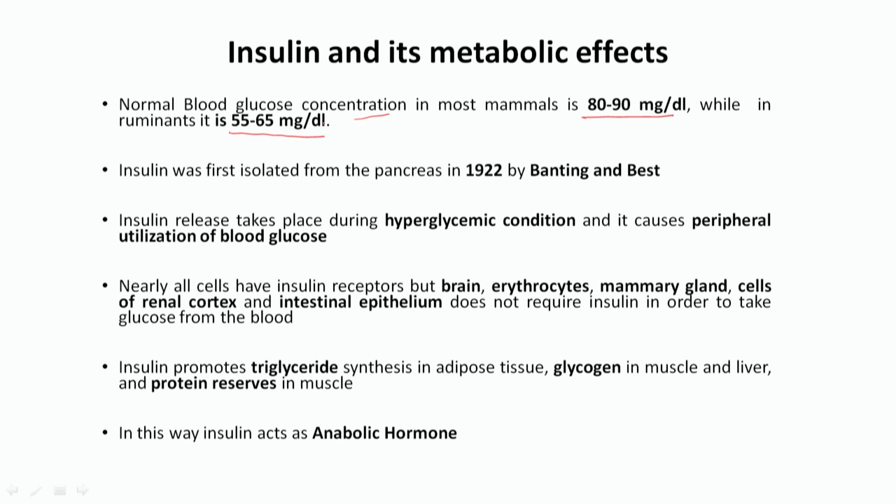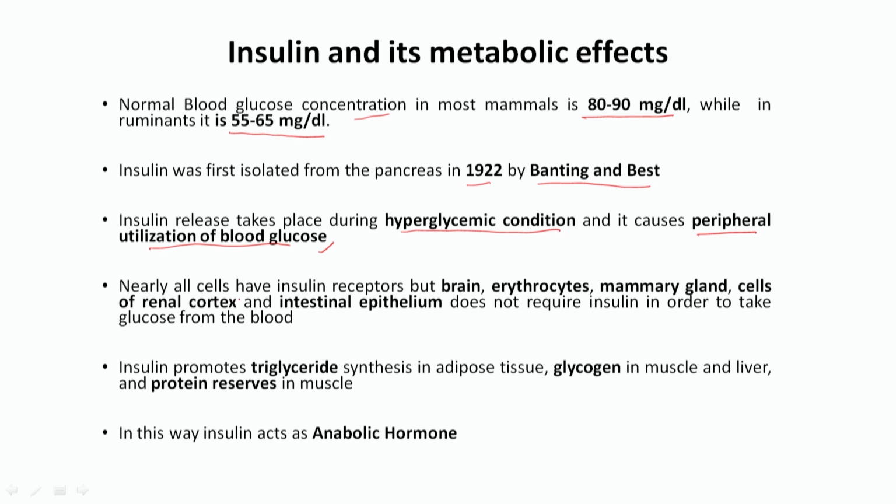The important discovery of insulin was made by Banting and Best in 1922, and for this discovery they got the Nobel Prize. Insulin is secreted whenever a hyperglycemic condition develops. Hyperglycemic condition means when the blood glucose concentration increases in the body, at that time insulin concentration will increase. And what will insulin do? It causes the peripheral utilization of blood glucose. So whatever glucose is there, its utilization by the cells is done by insulin.